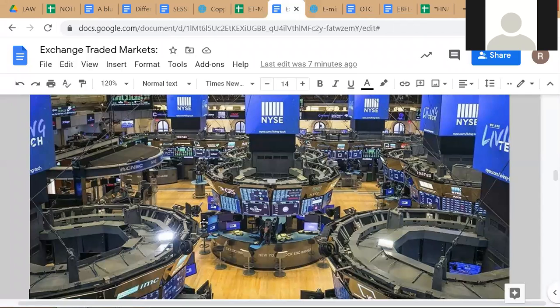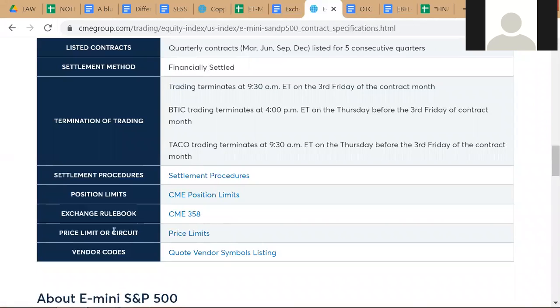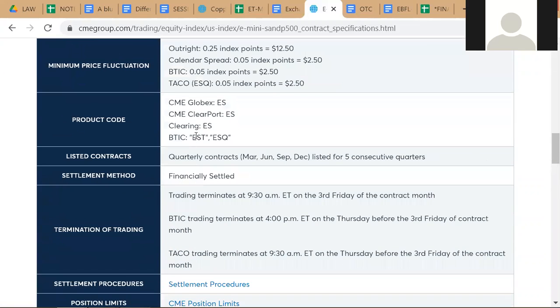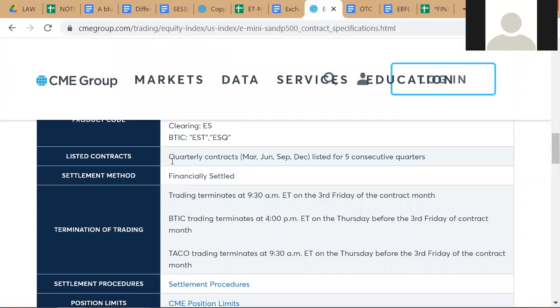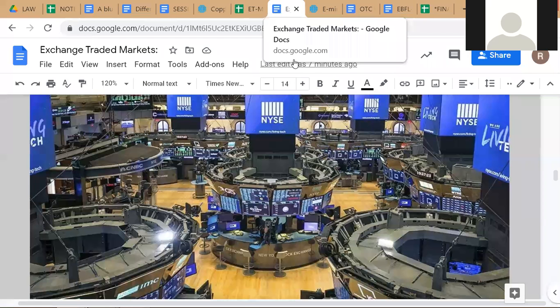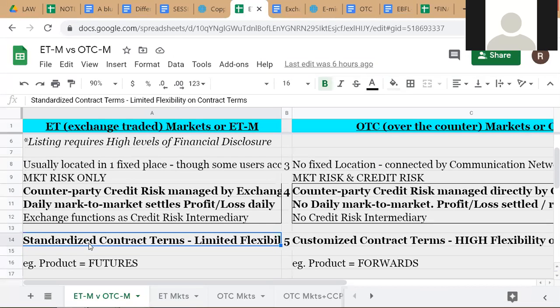So this is the point to understand here, that these are all the elements of standardization. And one of the elements you have to understand importantly is the settlement method can be either physically settled or financially settled, physically deliverable or financially settled. So that's basically this part. So now I think we have a pretty good understanding of standardization.